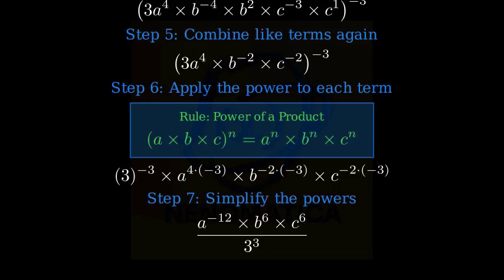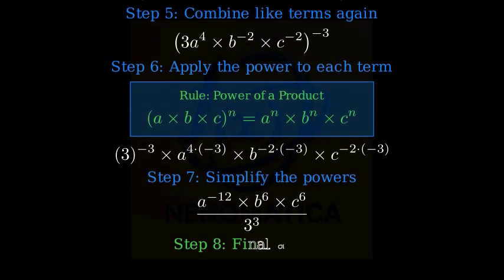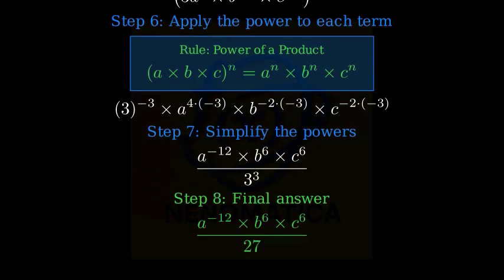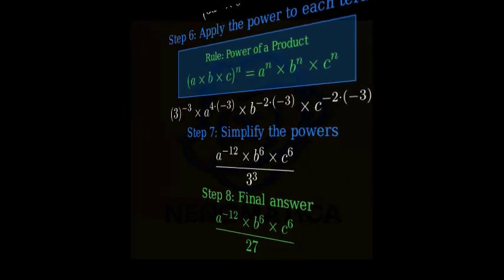This gives us a to the negative 12th times b to the sixth times c to the sixth, all divided by 27. So, our final answer is a to the negative 12th power times b to the sixth power times c to the sixth power, all divided by 27.